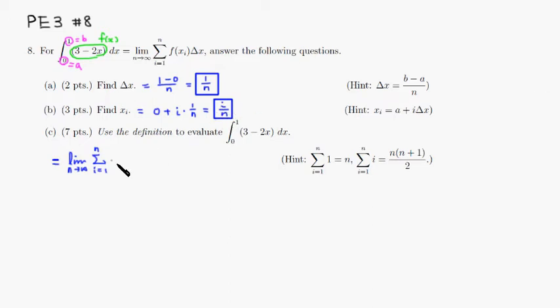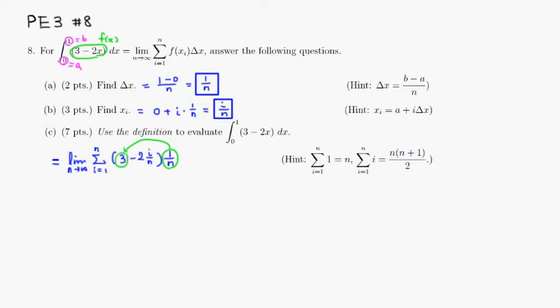So you have 3 minus 2 times xi. So we're going to put the i over n. Then we have a delta x. So delta x is 1 over n, so put 1 over n. Then you can see that we can just distribute here 1 over n to 3.